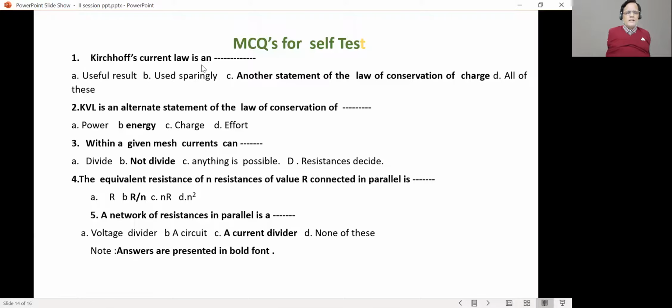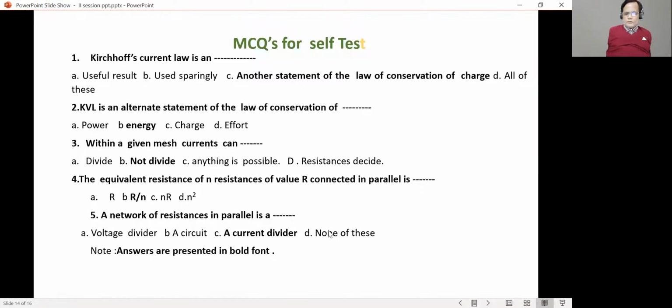Kirchhoff's current law is a useful result to be used sparingly. Another statement of the law of conservation of charge. D, all of these. The accurate answer, the most appropriate answer, is C. It is another statement of the law of conservation of charge. Second question: KVL is an alternate statement of the law of conservation of dash. It is nothing but the law of conservation of energy. Within a given mesh, from the choices that are given, currents cannot divide.